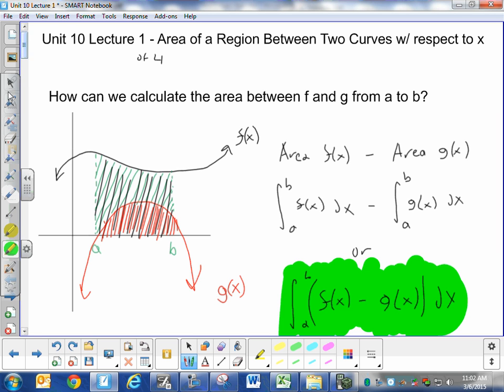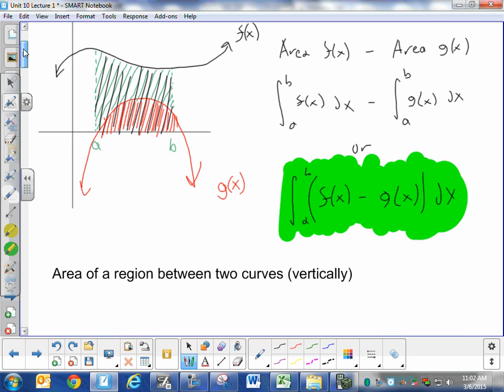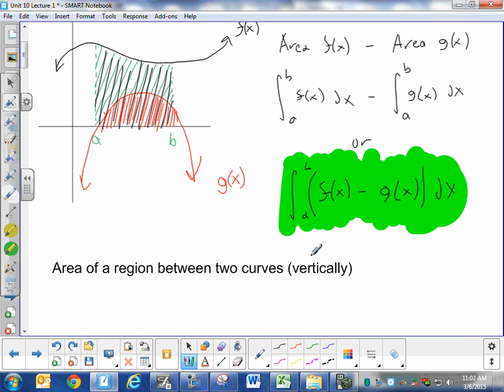Before we move further, an area of a region between two curves, don't worry about this vertically, this area will always be positive.